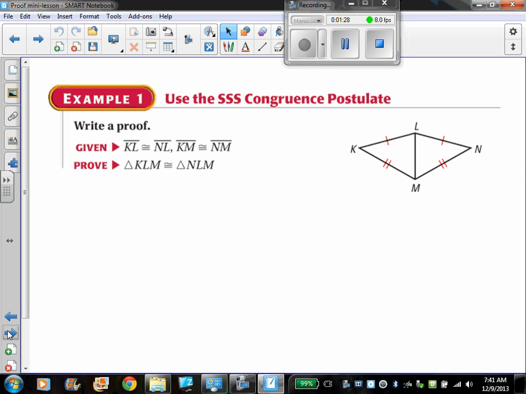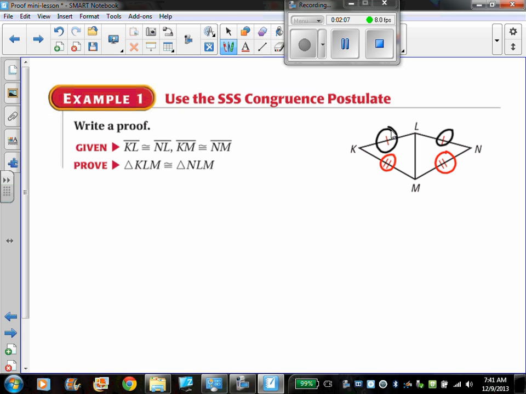So here we have it. Write a proof. And we're given some information, and you'll always be given some information that you may need to use in the problem. In this one, we're given that KL is congruent to NL, and you can see they've already marked that for us in the picture. And we're also given that KM is congruent to NM, right there. Also, they drew that into the picture for us. And we need to prove that the triangle KLM is congruent to the triangle NLM.